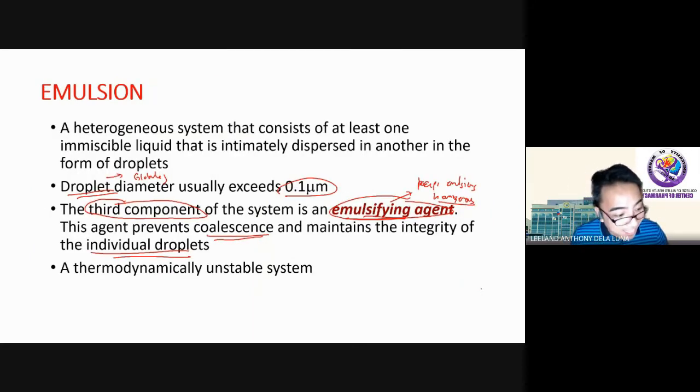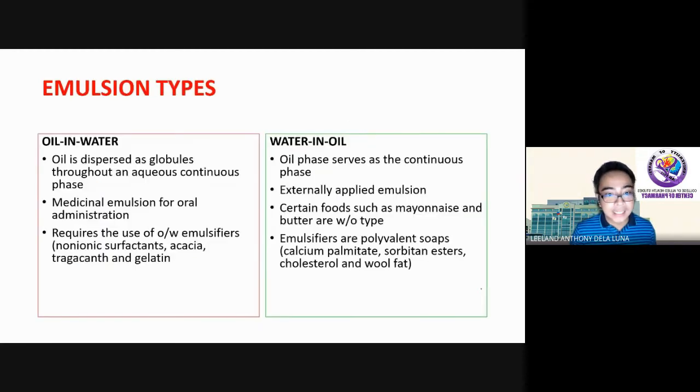Now, try nyo na class ilagay sa freezer ang mayonnaise. And mayonnaise is a good example. Tingnan nyo, naghihiwalay ang tubig at saka yung langis ng mayonnaise, kasi nagsosolidify yung oil. Tapos maghihiwalay siya sa tubig. That makes it unstable. It's thermodynamically unstable. So again, class, emulsions are very affected by temperature changes.